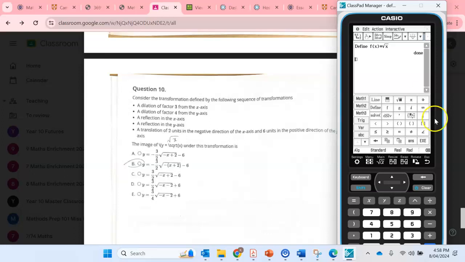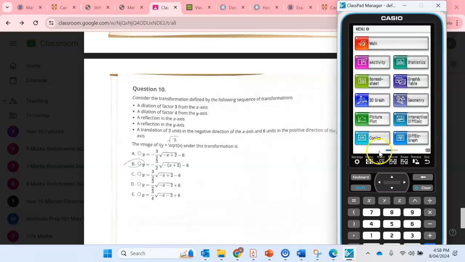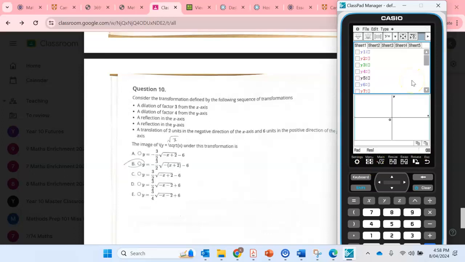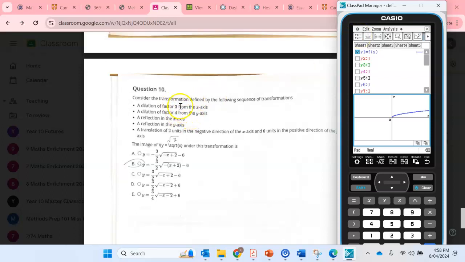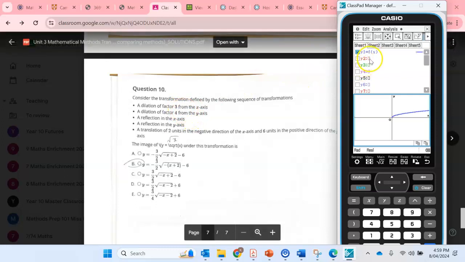All right, so now that I've defined it, I'm just going to go into my graphing screen and see what it looks like. All right, so there it is. That's your basic square root graph. And let's do each transformation. Actually, I might do the dilations together because that's not going to make much difference. So dilation of factor 3 from the x-axis. So we're going to be multiplying f of x by 3.